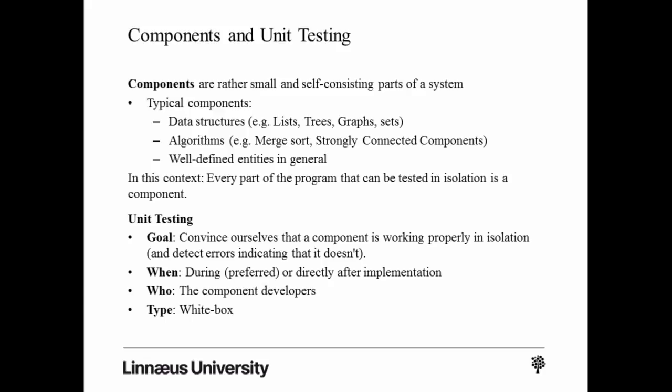And these units are generally different data structures like lists, trees, and sets, and it could be different algorithms, or any other entities that you are using in your program. In other words, every part of the program that can be tested in isolation is a component. So whatever part of your program that you can test separately, without any dependencies on the other system units, is a component or a unit.